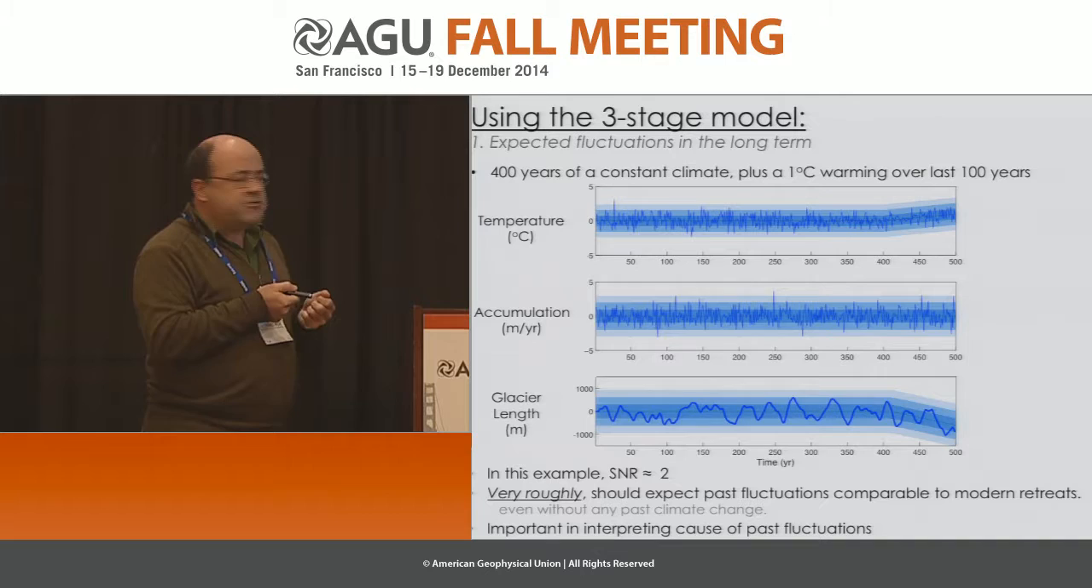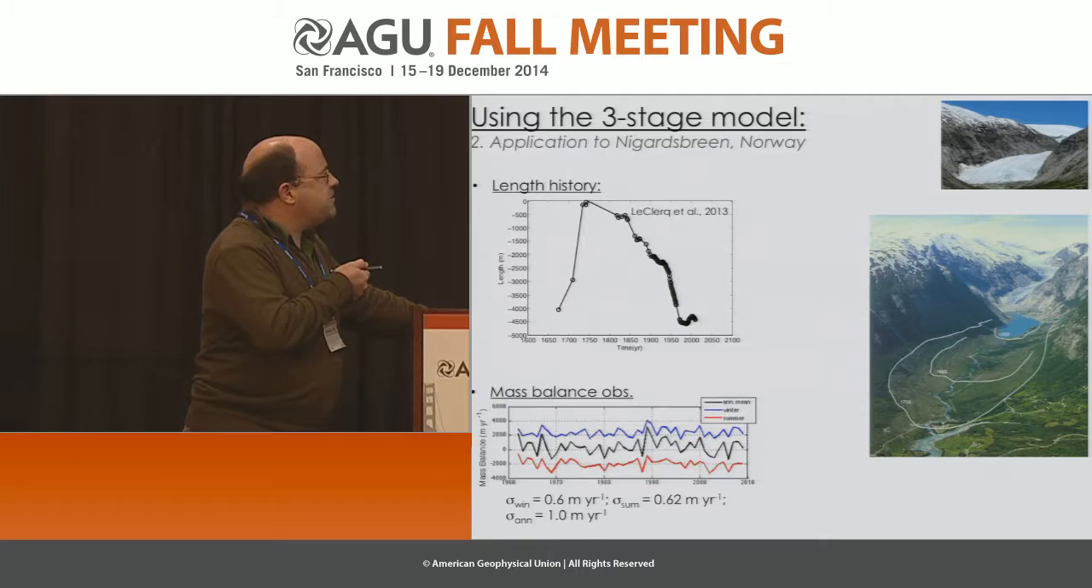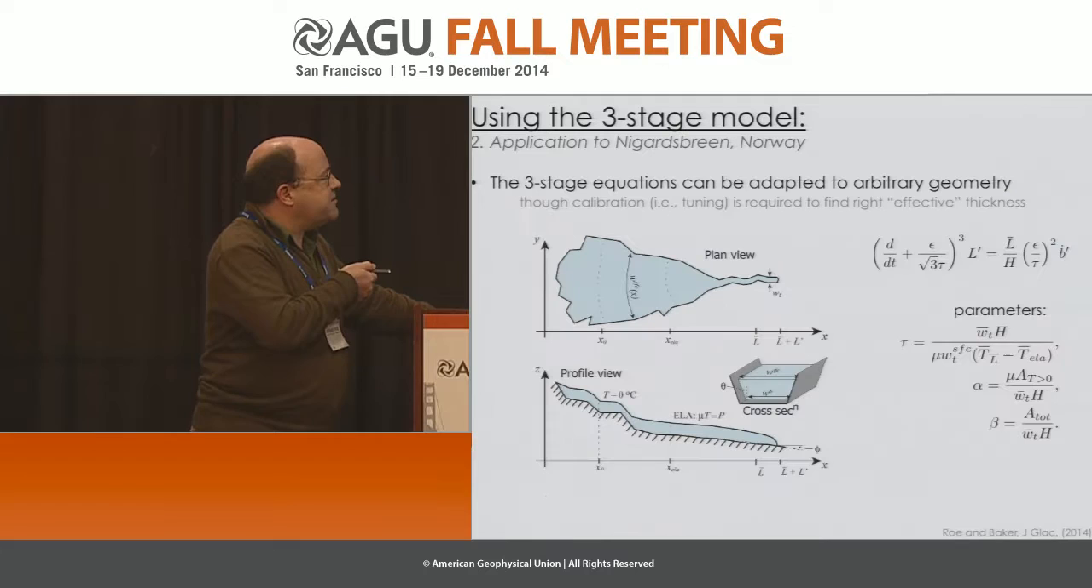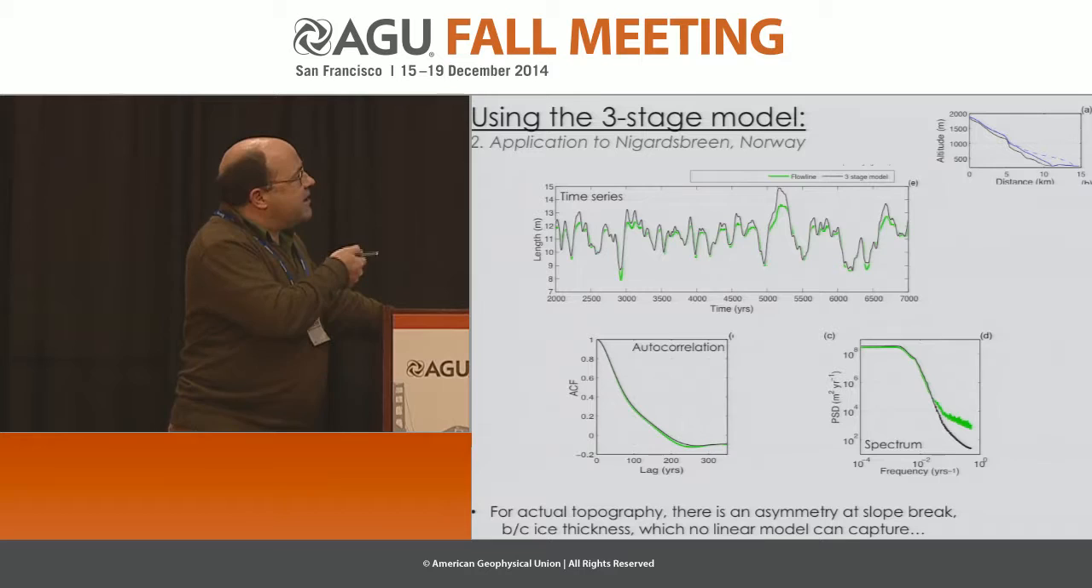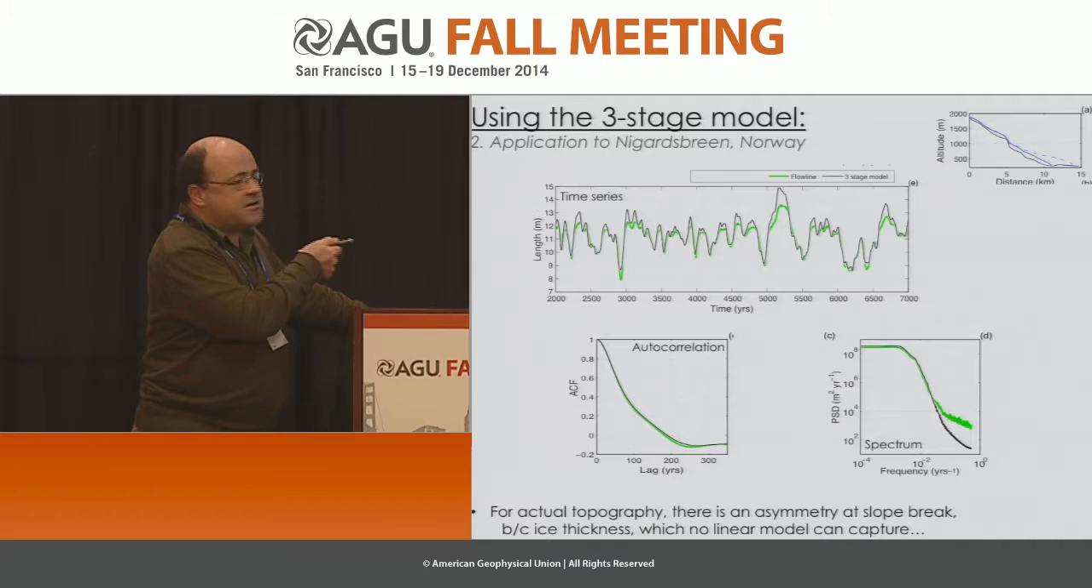I'm on yellow already, so I'm going to whip through this quite quickly. The three-stage model can be adapted to an arbitrary geometry, and so this is a case study of applying it to Nigardsbreen. I'm not going to show that. This is the time series of the numerical model. That's how well the three-stage model does. There's a slope break, so the linear model can't capture the damped advances of the numerical model.